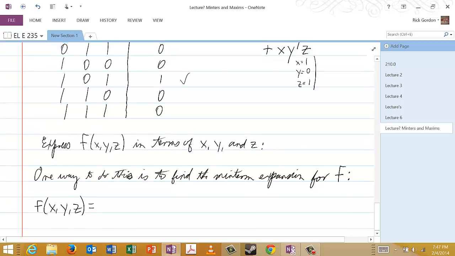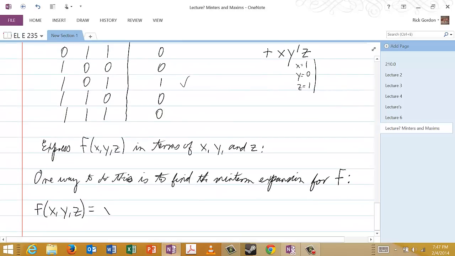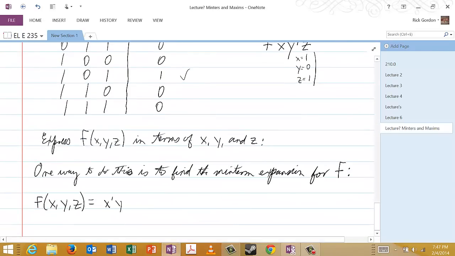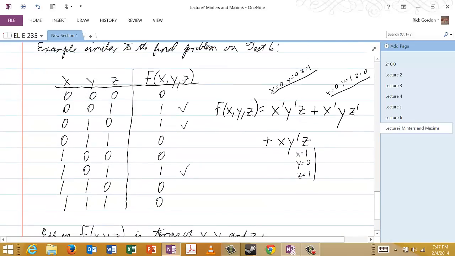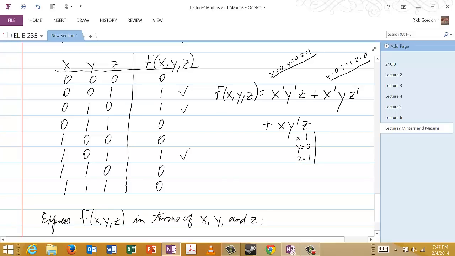So let's repeat down here this minterm. We have x prime y prime z, or x prime y z prime, or x y prime z.